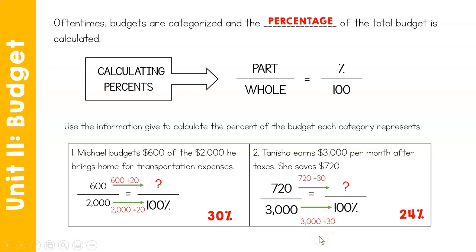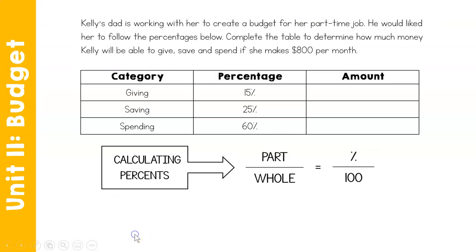Okay, so again, at any point in this video, if I'm moving too fast, please feel free to pause or just rewind and rewatch it again. Okay, so the next example says Callie's dad is working with her to create a budget for her part-time job.